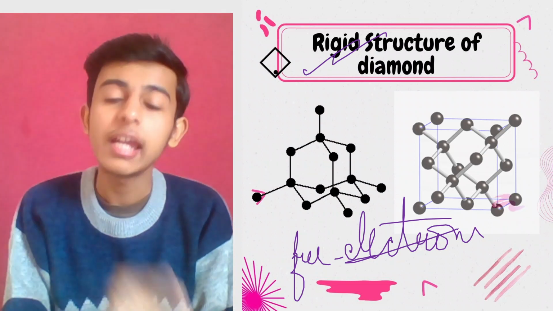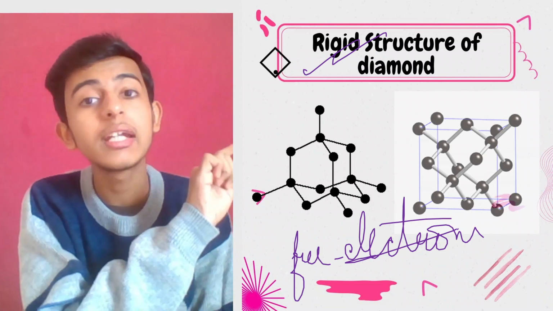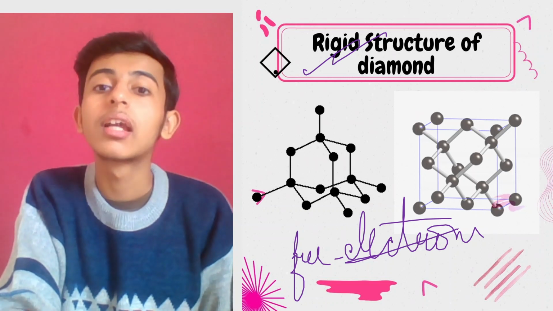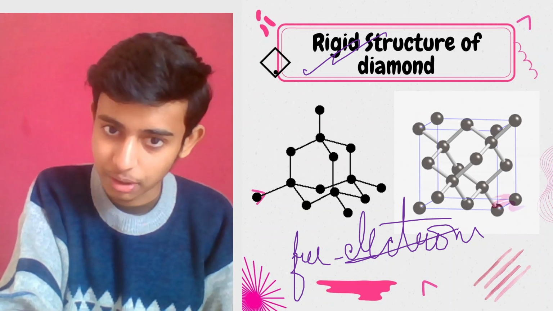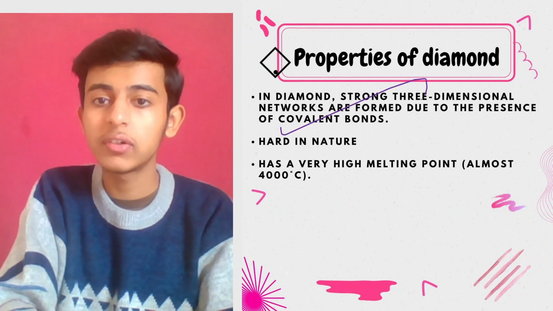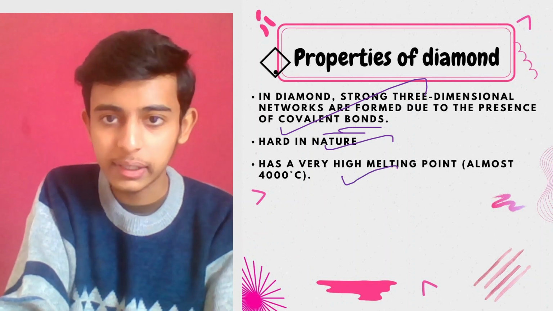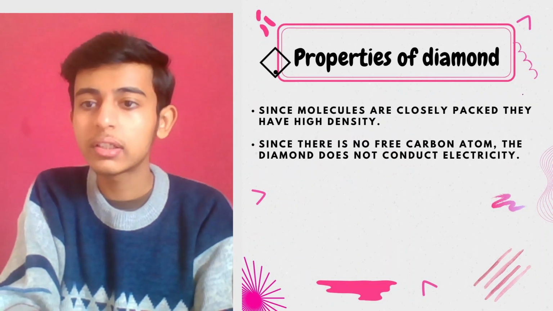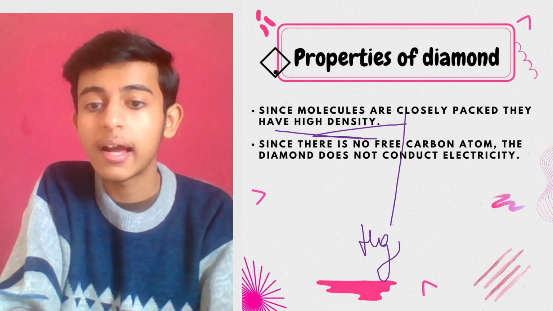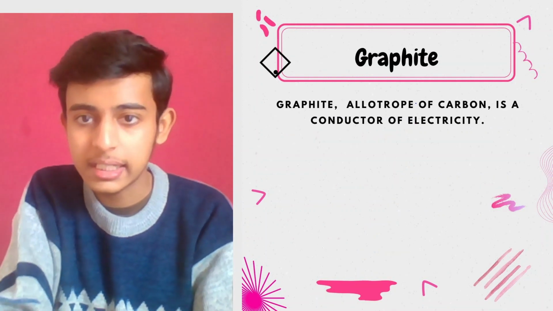What did I say? If it has a rigid and compact structure, then free electrons won't be moving, and because of which it will become what? An insulator, a poor conductor. Now, what are the properties of diamond? Strong three-dimensional networks are formed due to the presence of covalent bonds, hard in nature, and high melting and boiling point. Since molecules are closely packed, they have high density. Density is high, remember that. Since there are no free electrons, the diamond does not conduct electricity.